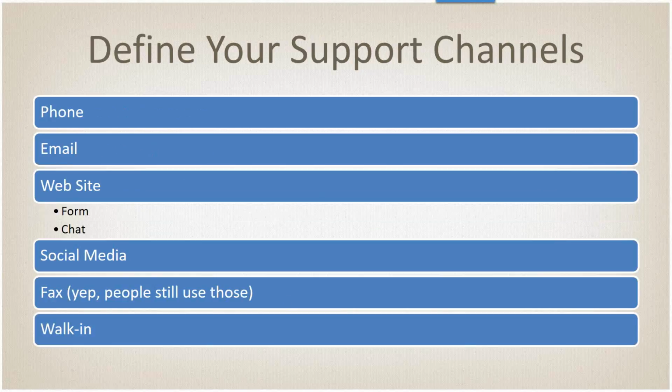The next thing you have to do is define your support channels. Do we receive phone calls? Do we do email only? Do we have a website that has either a form or a chat window? Do we monitor social media? I'm not sure if you've ever done it yourself or seen other people do it, but AT&T is a perfect example. A lot of times you can actually get better support by tweeting about something wrong with AT&T than you will calling the support desk. And there are a lot of other companies like that.